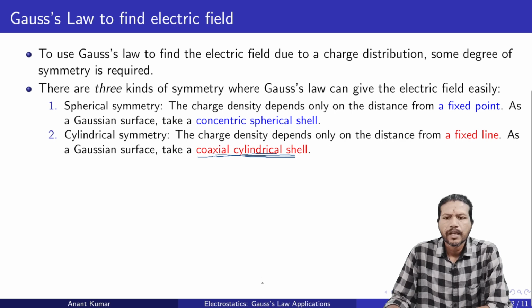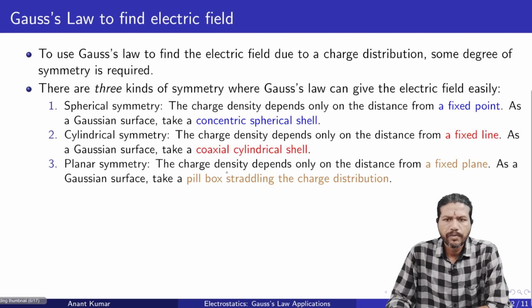Okay. And finally, the third kind of symmetry that we have is planar symmetry. In a planar symmetry, the charge density depends only on the distance from a fixed plane. Fine. And in this case, as a Gaussian surface, we shall take a pillbox or a cylinder which straddles the charge distribution. What straddling means is something like this.